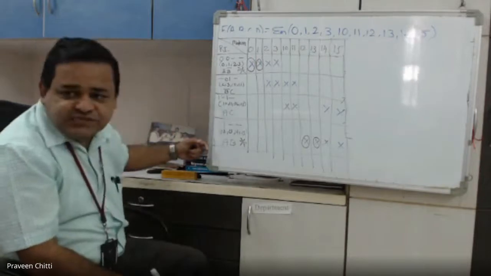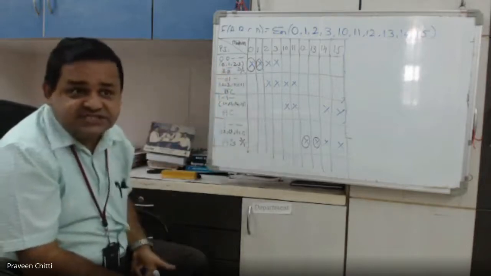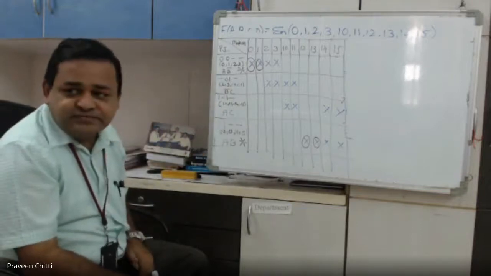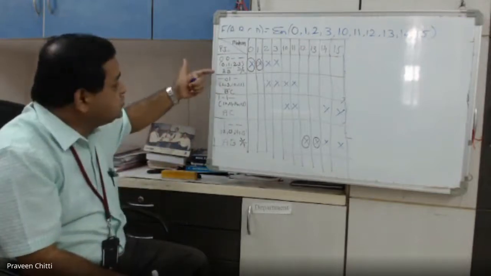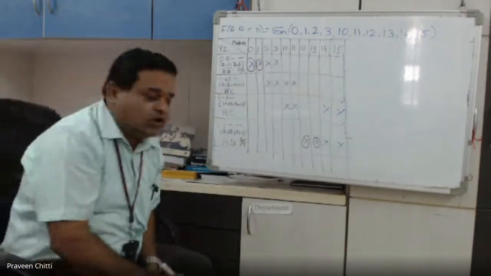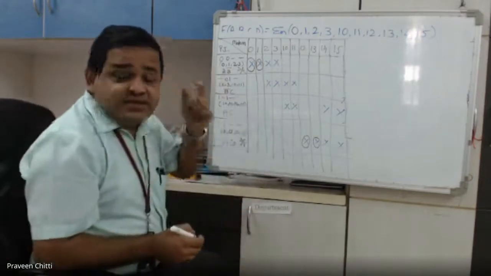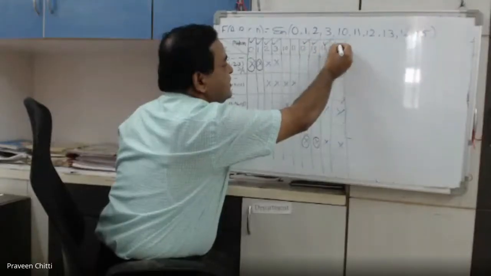Totally 4 prime implicants we got. Out of 4, by this method, we have got only 2 essential ones. Which are the 2 essential ones? A bar B bar, and AB. Before you accept them as essential ones, you need to check whether those 2 prime implicants cover all the minterms or not. Now this particular prime implicant is covering which minterms? 0, 1, 2, 3. And this is covering 12, 13, 14, 15.